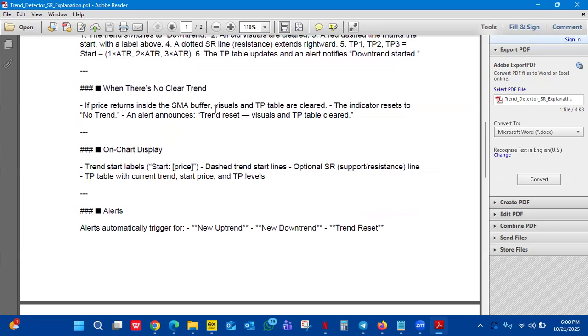So when there is no clear trend, if price returns inside the SMA buffer, the visuals and TP table are cleared. The indicator resets to no trend, and an alert announces: trend reset, visuals and take profit table cleared.